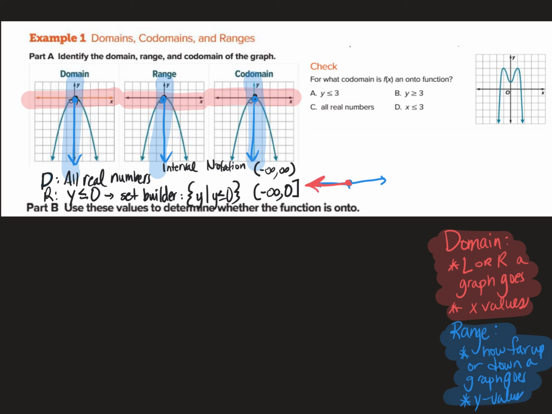So reading this number line from left to right, where does it start being shaded red? It starts at negative infinity. And where does it stop? It stops at 0. So that's why the interval notation is negative infinity to 0. Both of those are the interval notation. Now, let's look.